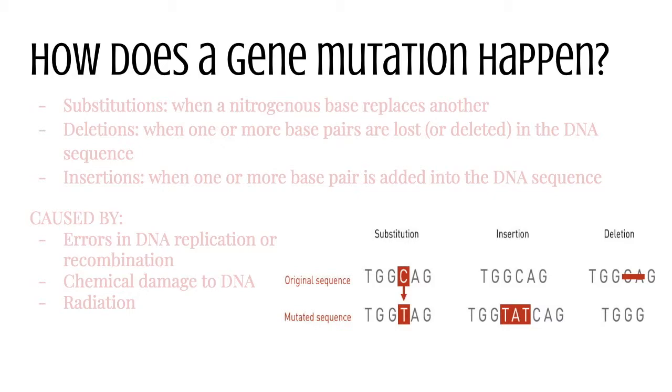And mutations are caused by errors in the DNA replication or recombination, chemical damage to DNA, or radiation. What happens with a mutation is the genes are coded a certain way so that they can make proteins for your body, which is what's going to release the phenotype. But when a mutation occurs, a different protein will be made, which could either be good or bad.